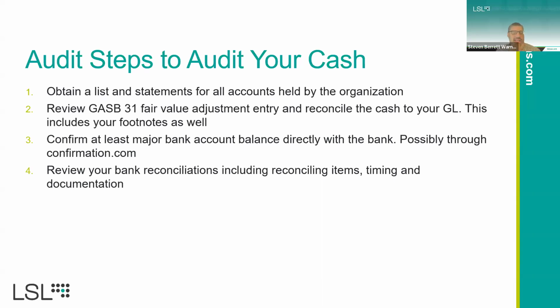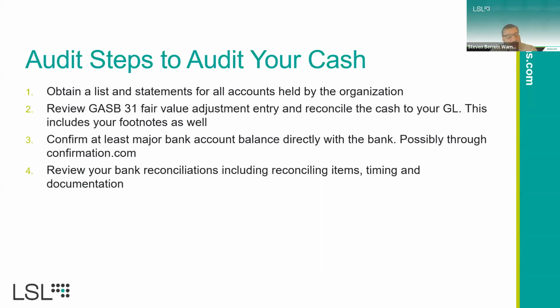We're going to try to gather all the information. We're going to say, hey, we need a listing of all of your bank accounts, every single one. And then we're going to ask you maybe for a copy of your fair value adjustment, and then a listing of all GL accounts that have cash in them.